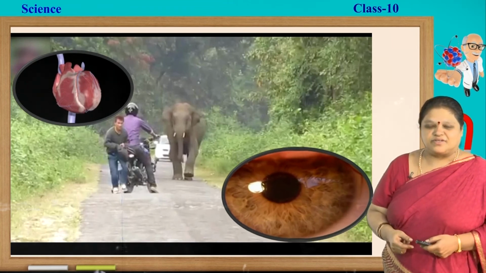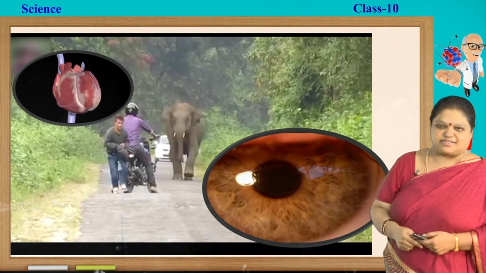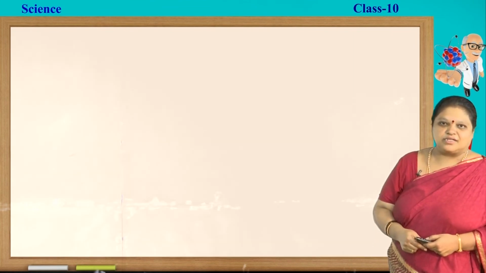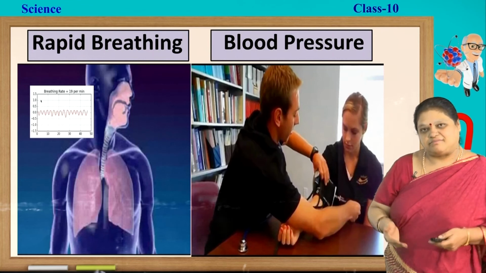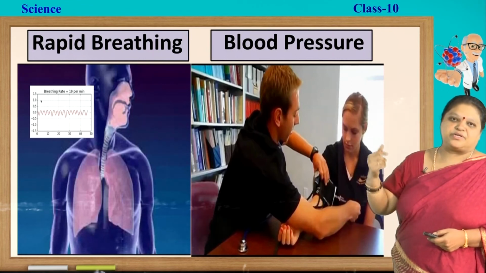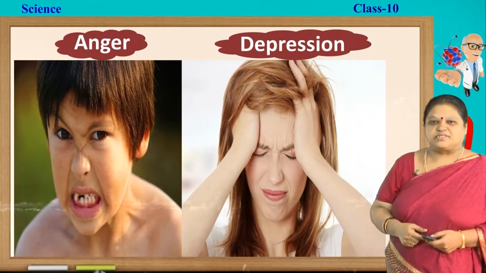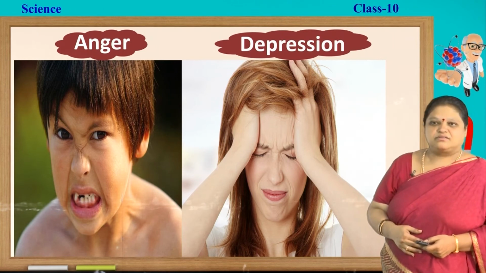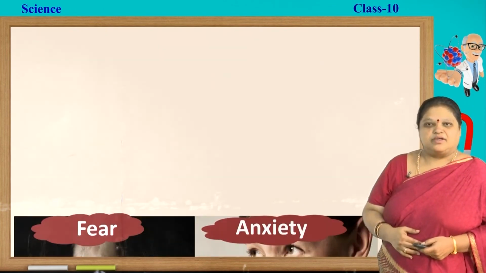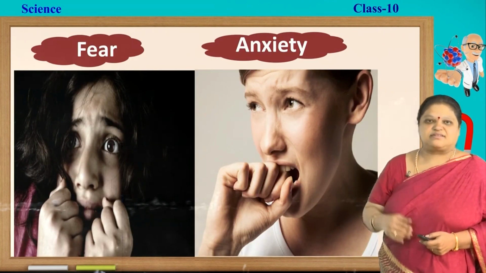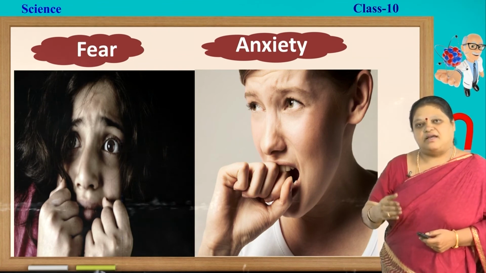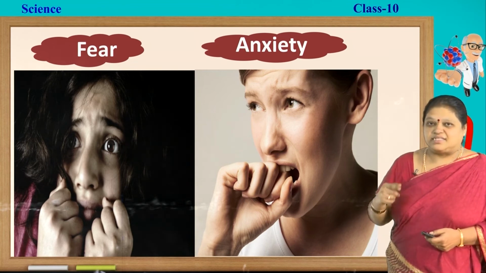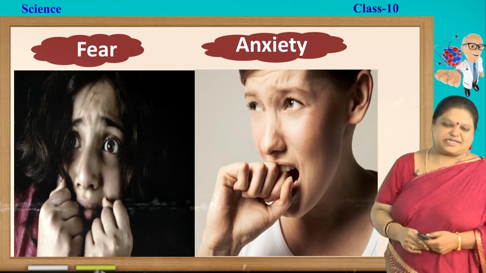What happens? First of all, the pupil gets dilated, he is excited. Next, he will have a rapid heartbeat rate. Next, rapid breathing, he will be breathing heavily, and his blood pressure may increase. Not only in those situations, but also when a person is angered or in depression, fear, anxiety, in all these cases, to control these emotions and to keep the person healthy, this emergency hormone adrenaline is secreted.